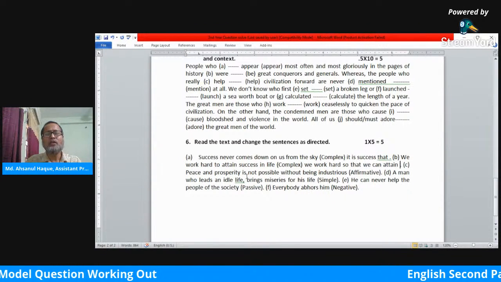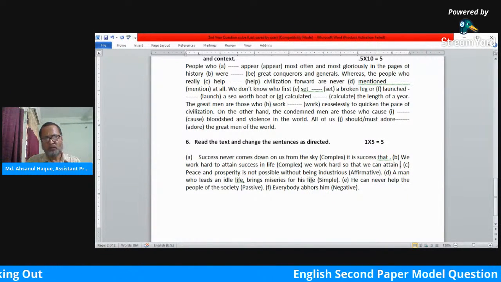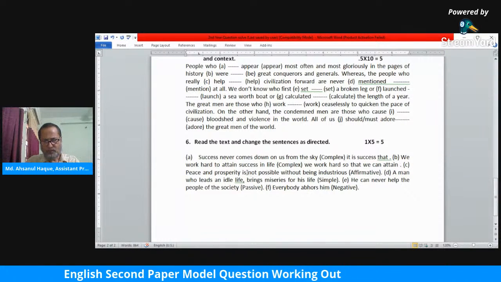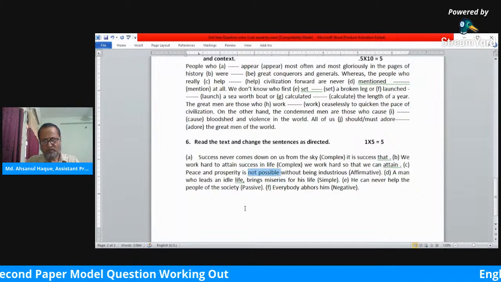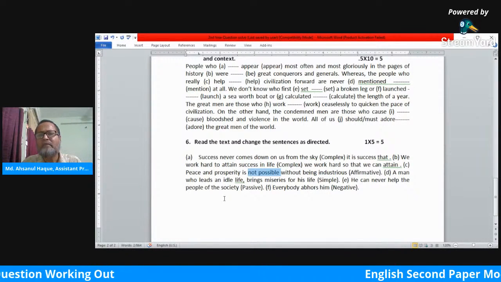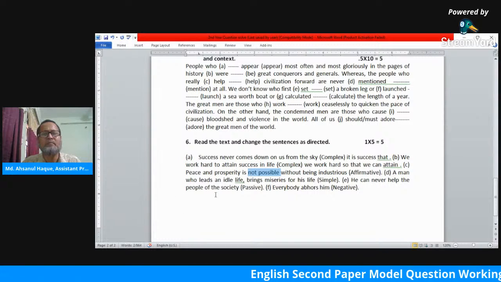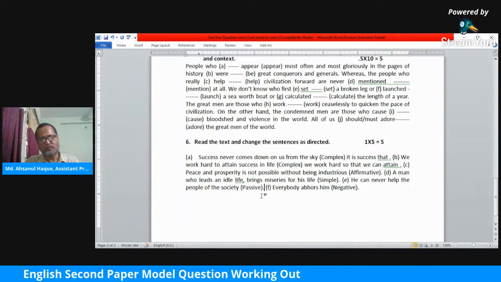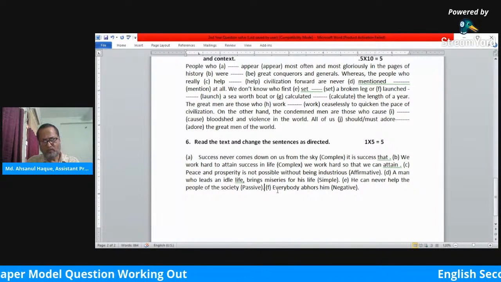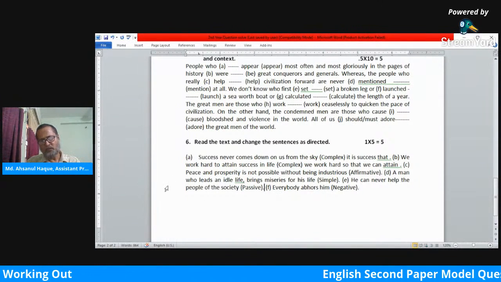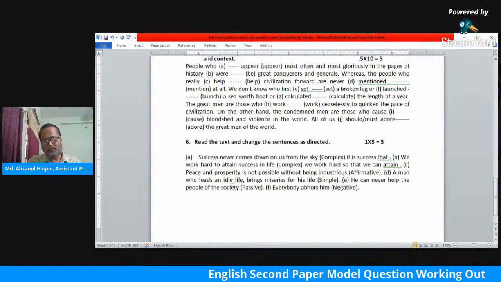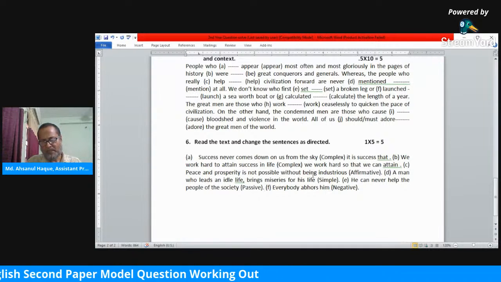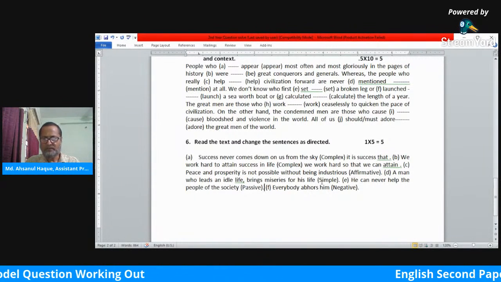Number C, peace and prosperity is not possible without being industrious. Affirmative. This is not possible, we have to make it affirmative. Peace and prosperity is impossible without being industrious.